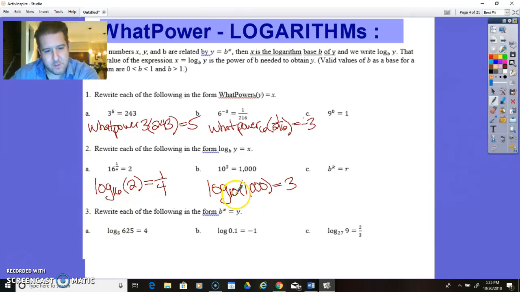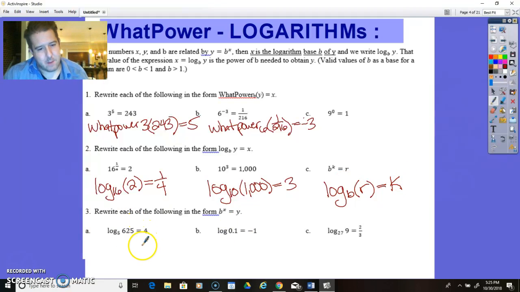In the future, you'll see that I won't always write 10 when it's logarithmic. When the base is 10, it's common log, and therefore you don't need to write it. So you can just say log of 1,000. So this is log base b of r is k, and the answer would be k.